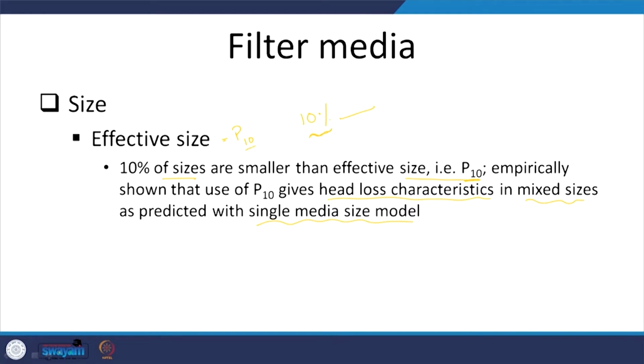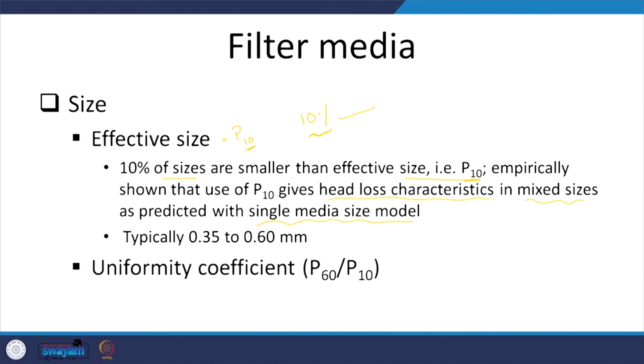So that is why we typically look at P10, and then we also look at the uniformity coefficient, how uniform your media is. That depends upon P60, measured in the same way as P10, but instead of 10% we look at 60%: P60 by P10, right. And here it is 1.3 to 1.8. If the uniformity coefficient number is too high, that means the particles are not very uniform. I think that is the understanding here, as in there is great variation.